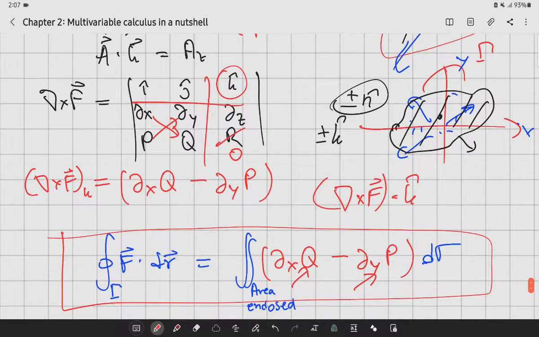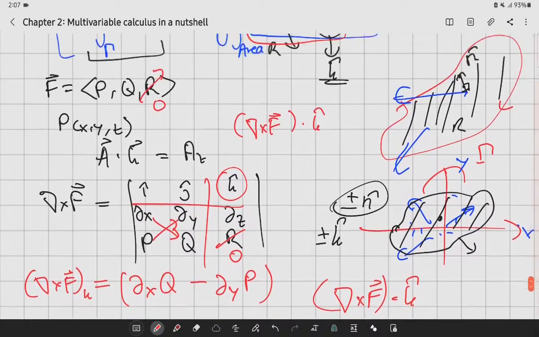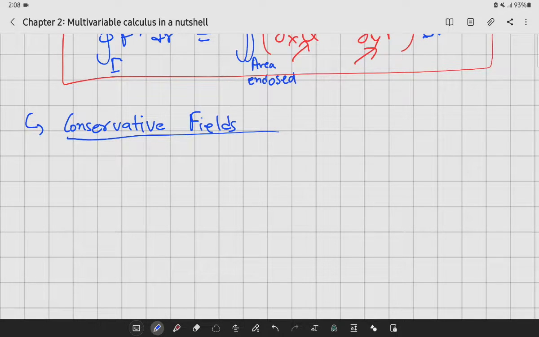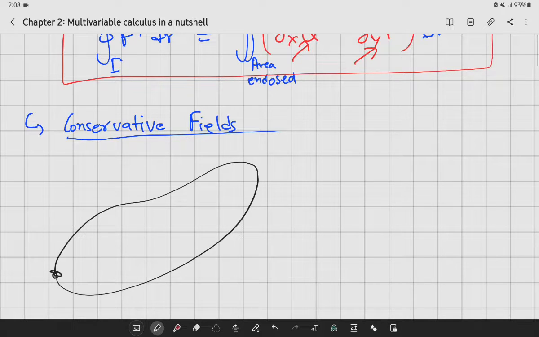Okay, so the next thing I wanted to talk to you about is conservative fields, the idea of conservative fields. We touched upon this in the last lecture or the first lecture in the multivariable calculus series, when we were discussing line integrals. Suppose I have a path like this that closes in on itself, starts and stops at the same point, and you have some vector field like this.